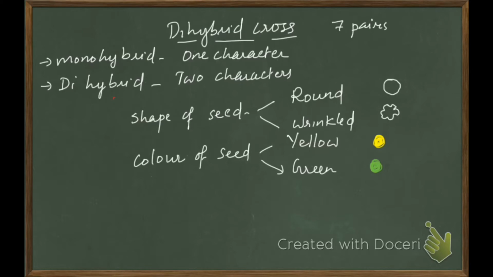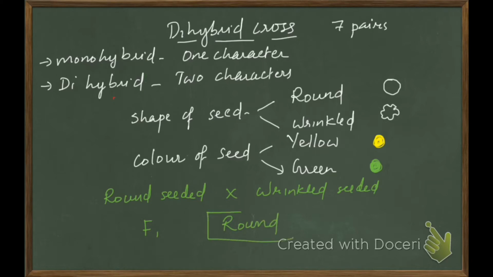Now, if I cross a round seeded plant with wrinkled seeded plant, I'm getting in the F1 always round one. From this we can make out that round character is actually dominant. The same way, if I cross yellow seeded plant with green seeded plant, in the first generation I am getting always yellow color. Again from that I can make out that yellow color is dominant.